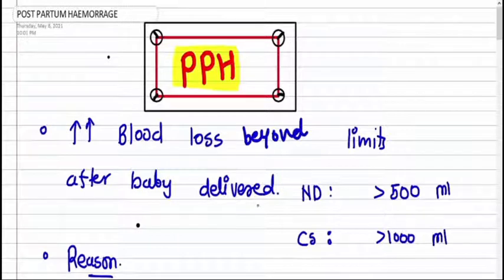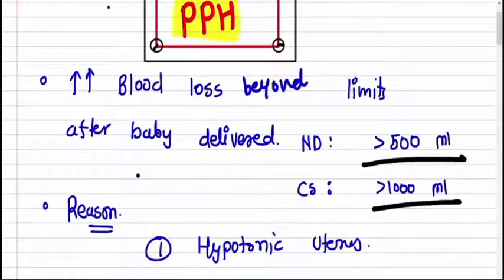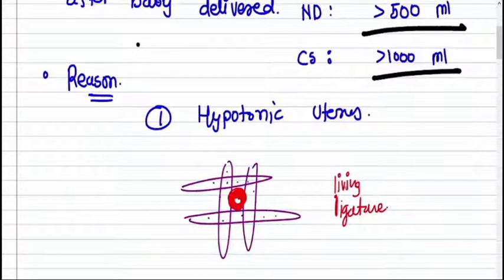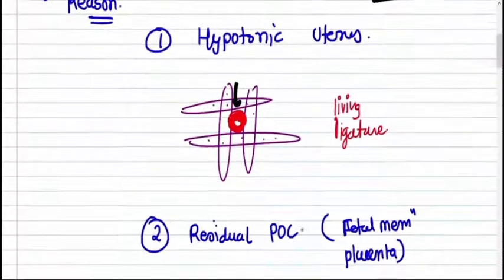Postpartum hemorrhage is increased blood loss beyond the limits after the baby is delivered. In normal delivery, the cutoff is 500 ml, and in cesarean section, the cutoff is 1000 ml. Now, the reasons for PPH. The very important reason is a hypotonic uterus. Now, there is a concept of living ligature between the muscle fibers. The blood vessel is sealed, but if the uterus is not contracted or is relaxed, then this blood vessel will not be sealed and bleeding will be there.